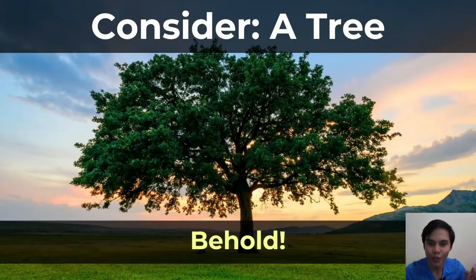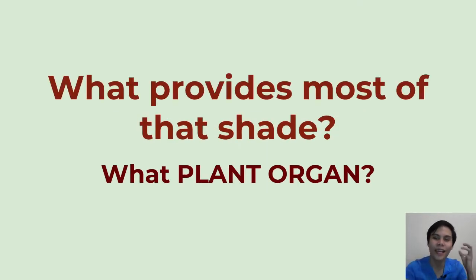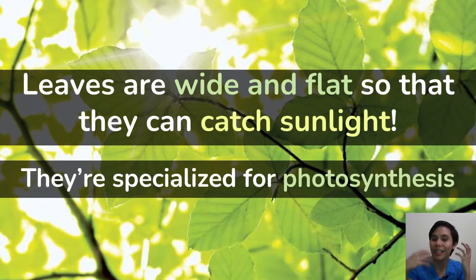So consider this tree. Behold, it's a tree. You look outside your window, you're probably going to see trees or other forms of plants, and most of what you're going to see, most of the surface area that you see in a properly growing tree would be the thing that gives shade. So what is it that makes good shade in a tree? That would be the plant organ, which is leaves.